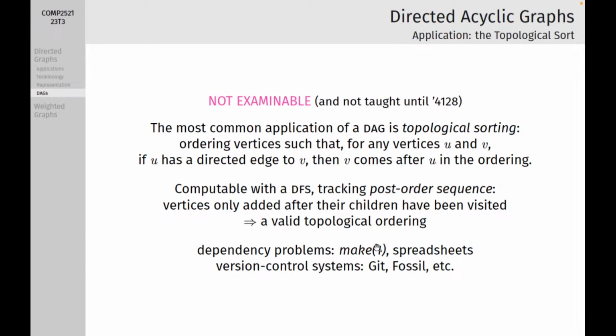Another example of where a topological sort is useful is make. When you compile, the make file lists all the dependencies of each target. So the dependencies in the make file actually form a directed acyclic graph. It's acyclic because you can't have targets that depend on each other, otherwise you wouldn't know what to compile first. And make essentially uses a topological sort to decide what to compile first.